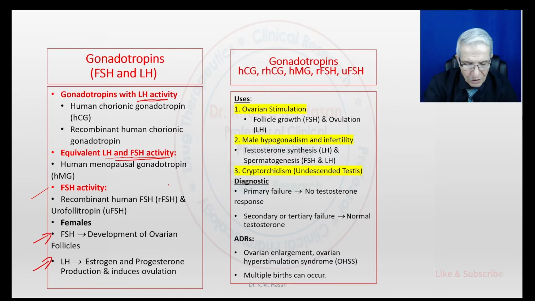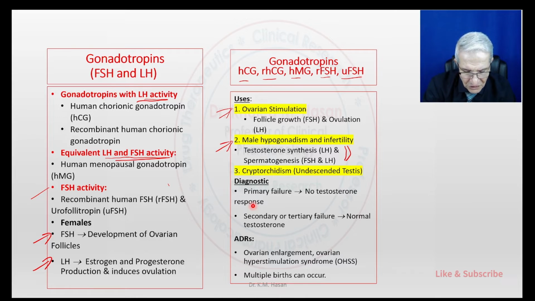Okay, the gonadotropins, here we have a list of medication. You can see it here. This medication is used for ovarian stimulation. In males, this medication is used for patients suffering from male hypogonadism and infertility. When you prescribe this medication to your patient, it will increase testosterone synthesis and spermatogenesis under the effect of LH and FSH, respectively.